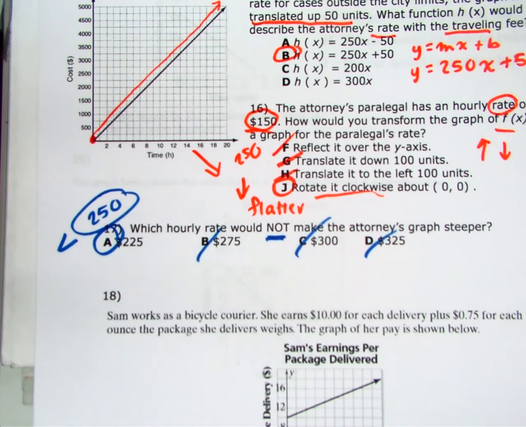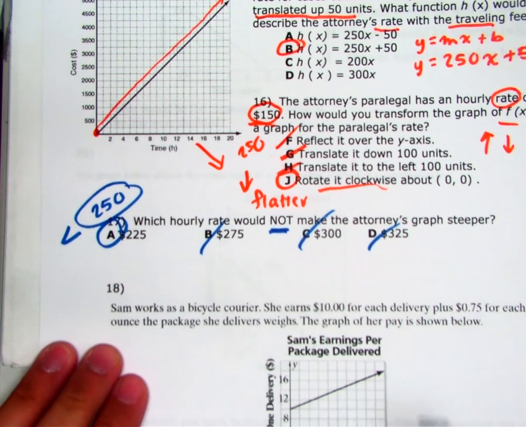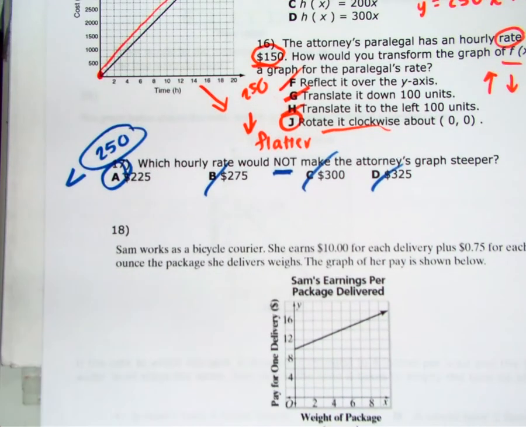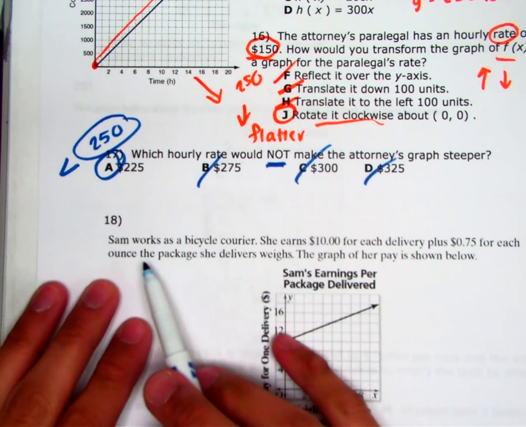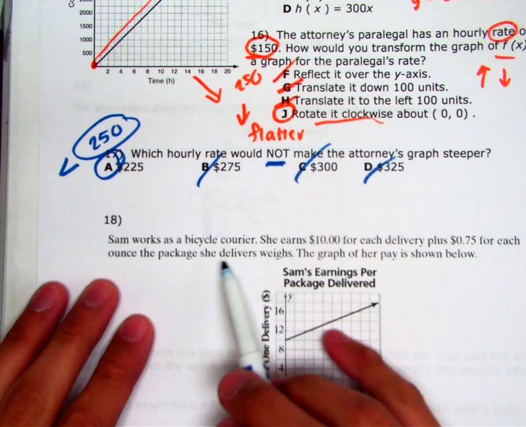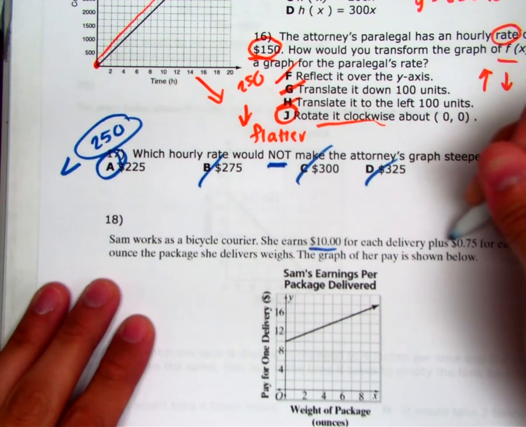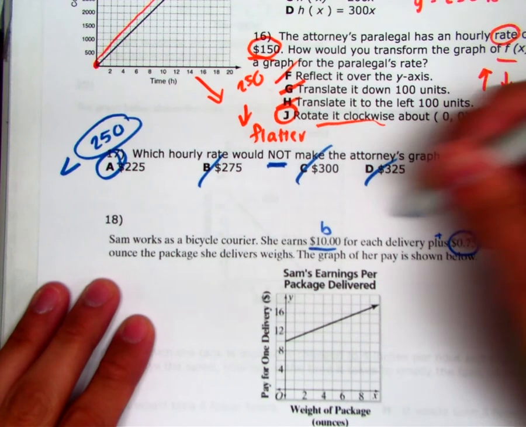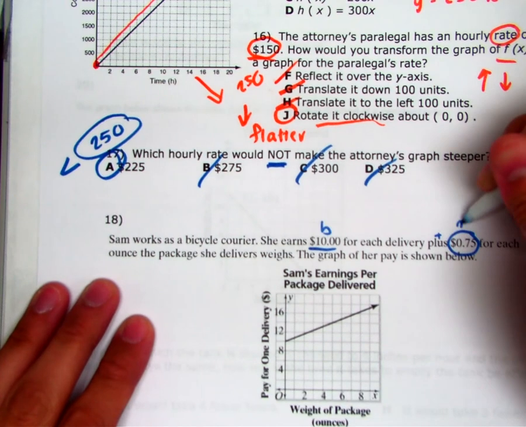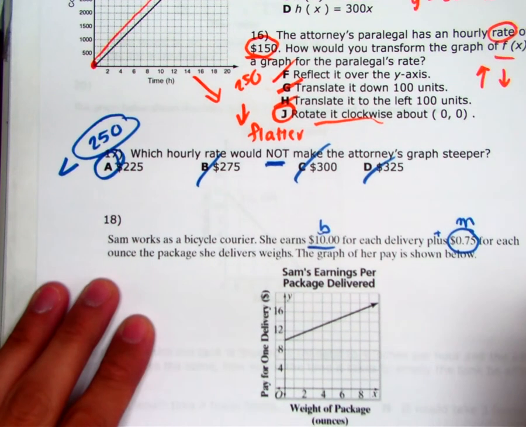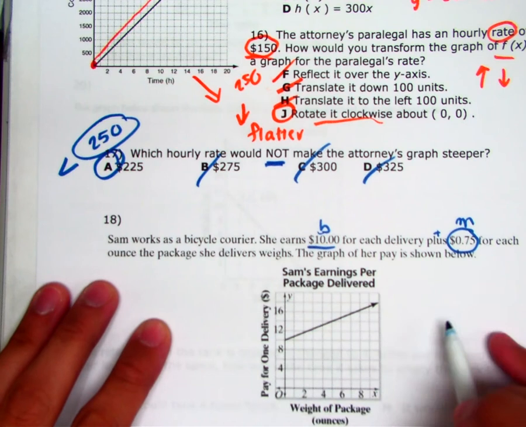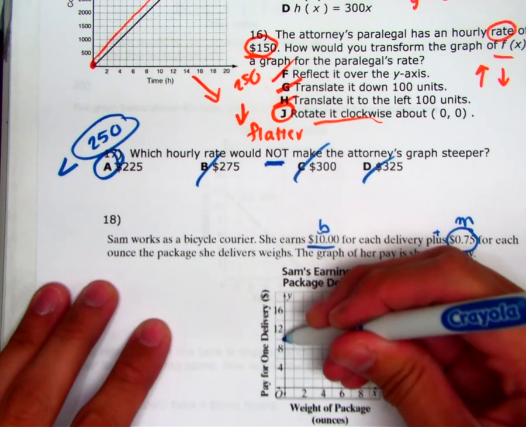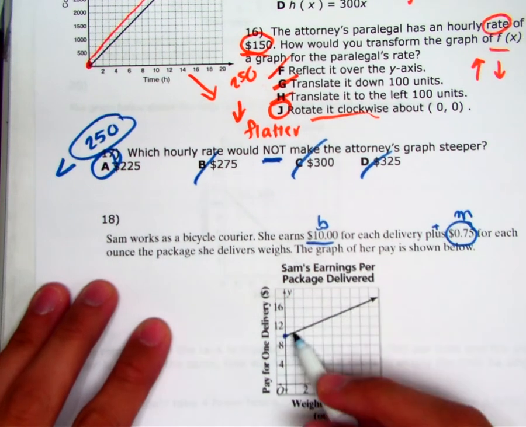Okay. Number 18, we have a graph. Sam works as a bicycle courier. She earns $10 for each delivery plus, here's my y-intercept and here's my rate, 75 cents for each ounce the package she delivers weighs. The graph of her pay is shown below. Alright, so yes, it starts off at $10 for each delivery plus it increases per weight in ounces.